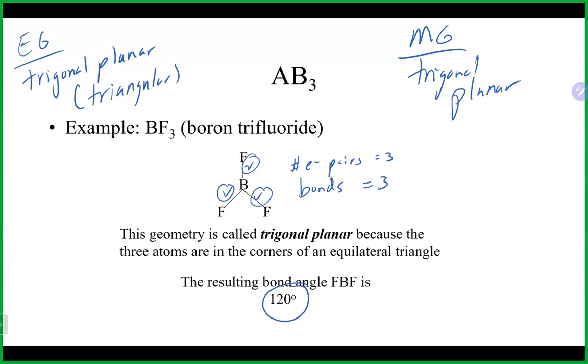So, by the way, the bond angle is associated with the electron pair geometry. So that's sort of where the bond angle comes from. And again, that's about 120 degrees in this particular case.